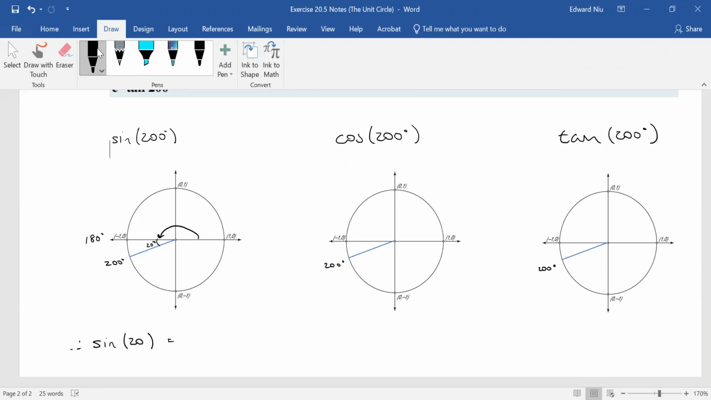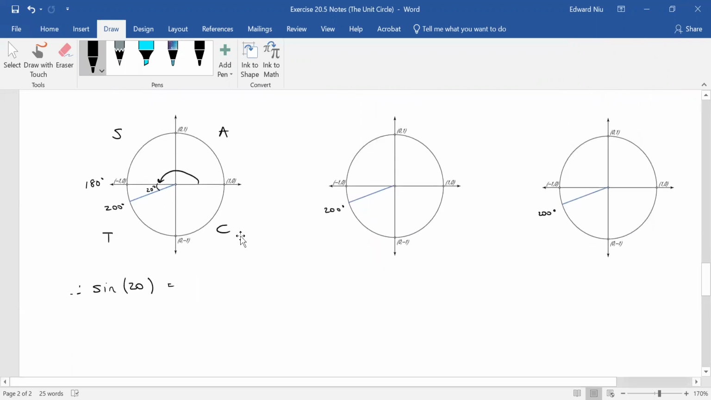Guys, obviously you can type in sine 200 and it'll tell you the answer, but just to show you the CAST method. Okay, so cosine positive, all trig ratios are positive. Sine's positive in quadrant 2, and tan is positive in quadrant 3. All right, so right away we can see sine is going to be negative.